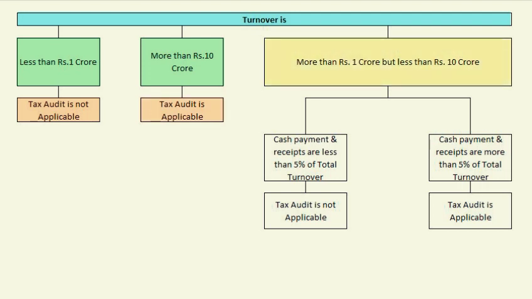Turnover is more than 10 crore, tax audit is applicable. Now, in the situation where turnover is in between 1 crore and 10 crore, we check whether cash payment and cash receipt is more than 5% or less than 5%. If it is more than 5%, then tax audit is applicable. If it is less than 5%, then tax audit is not applicable. So if turnover is rupees 8 crore, then we need to check the cash payments and cash receipts. If they are less than 40 lakhs, then tax audit is not applicable. If the cash payment and cash receipts are more than 5%, then tax audit is applicable.